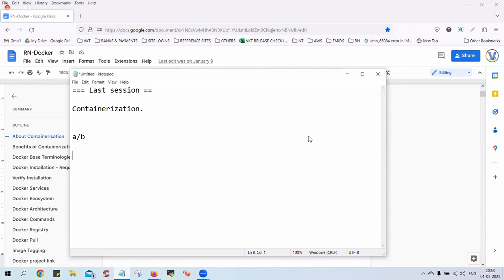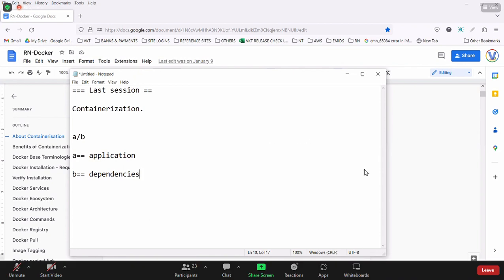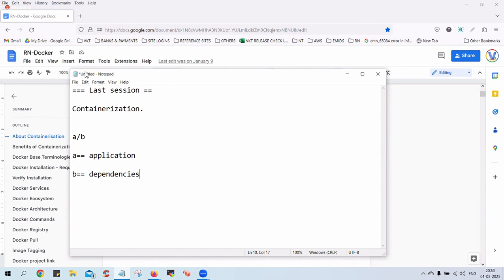So here A is nothing but your application and B is nothing but dependency. Okay. So the application will run only upon its required dependency. So if it runs on its required dependency, then unnecessary stuff will not be there. Only appropriate use of the memory will be in use. No wastage. Biggest thing is cost cutting.